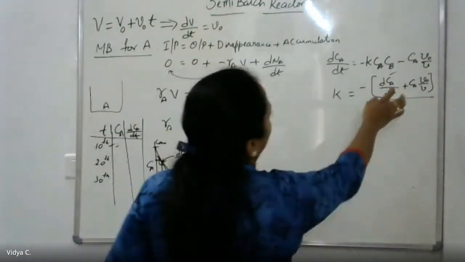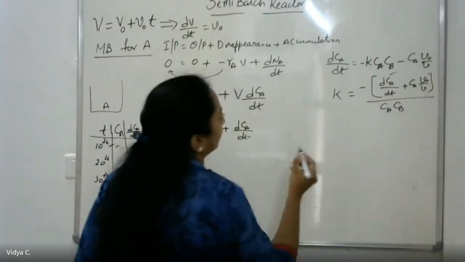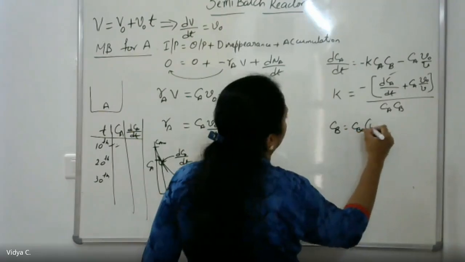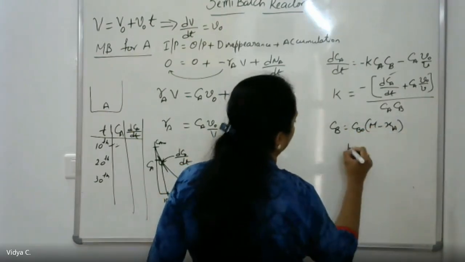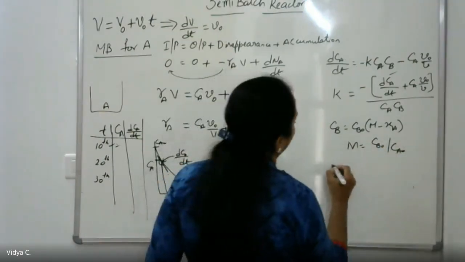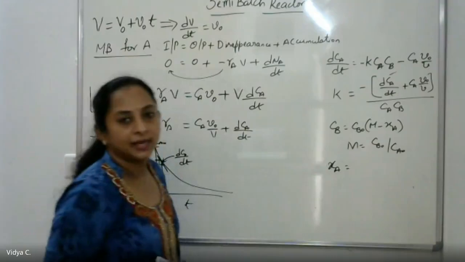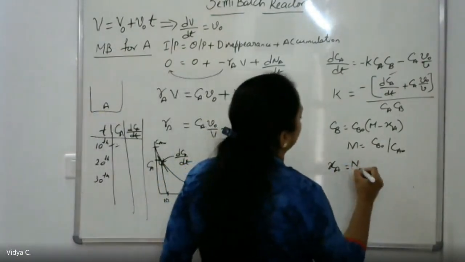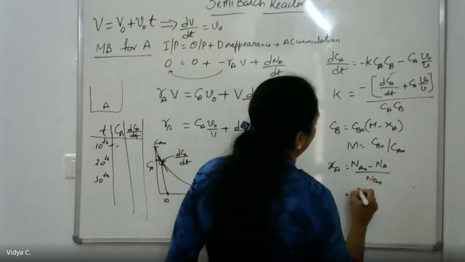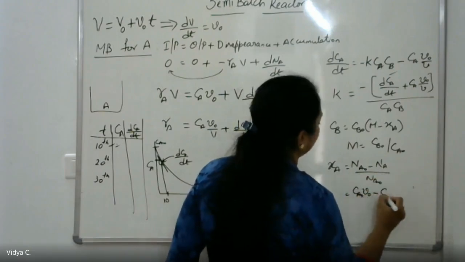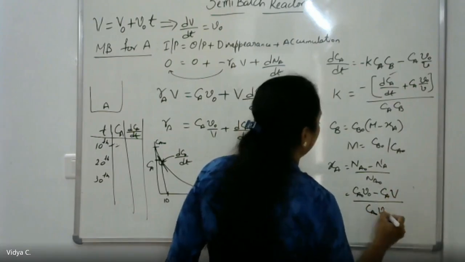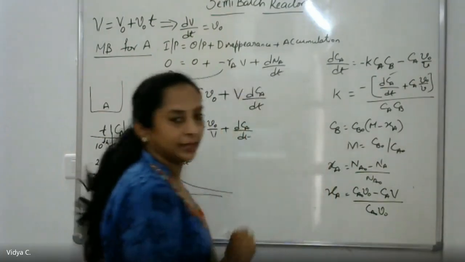Okay. So this is how you can get dCA by dt and CB. CB, how do we find? CB is very simple. CB is equal to CB naught into M minus XA. And what is M? M is equal to CB naught by CA naught. And now XA. How do we find XA? XA is very simple. NA naught minus NA by NA naught. This can be written as CA naught into V naught minus CA into V, capital V, note that, very important, divided by CA naught into V naught. This will be your XA.